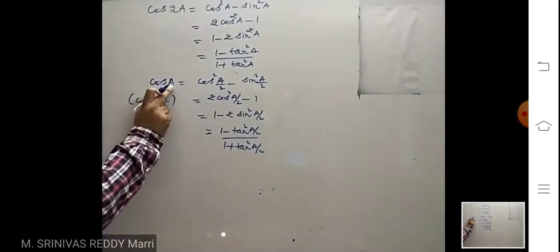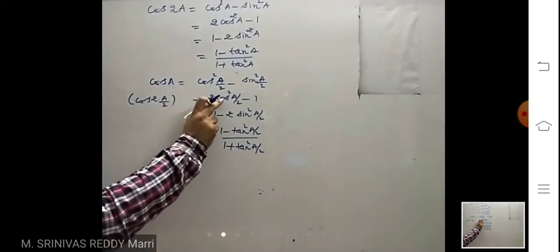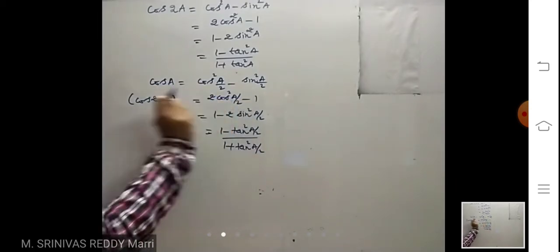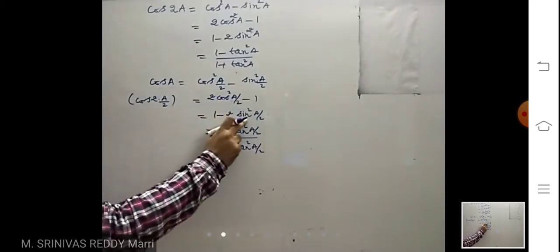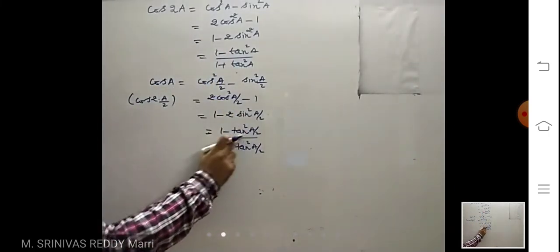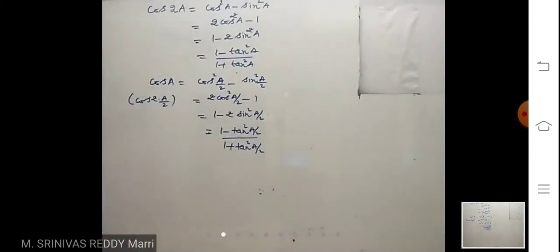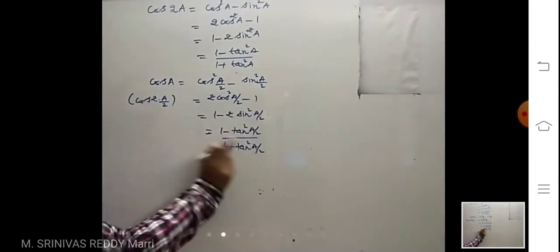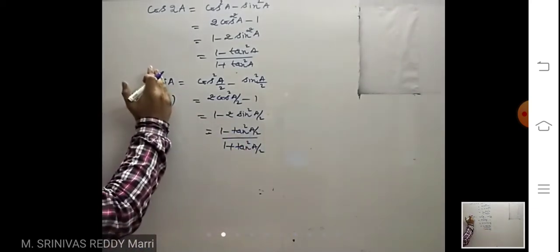Just look at cos A: cos square minus sine square, half the angle A by 2. The basic formula is 2 cos square minus 1, inside half the angle. Look at 1 minus 2 sine square, half the angle A by 2. 1 minus tan square by 1 plus tan square, half the angle A by 2. On the right hand side, half angle will be there in all the formulae. That you have to remember.